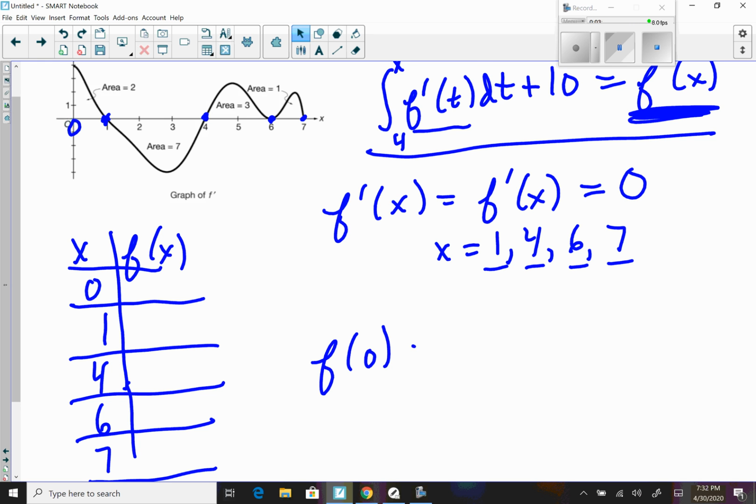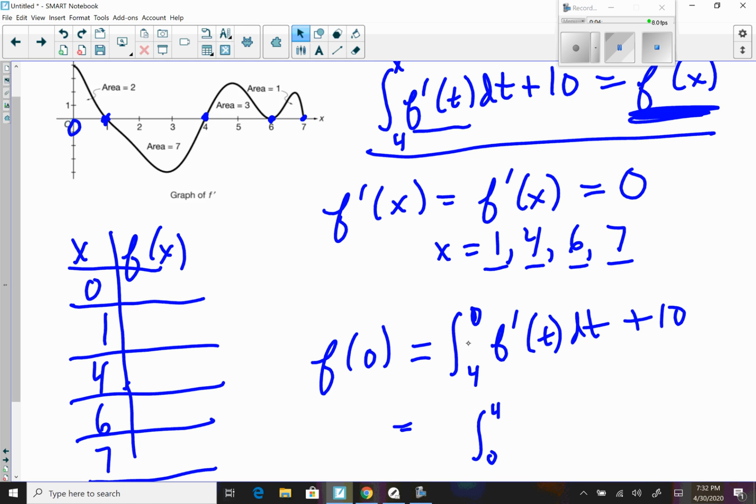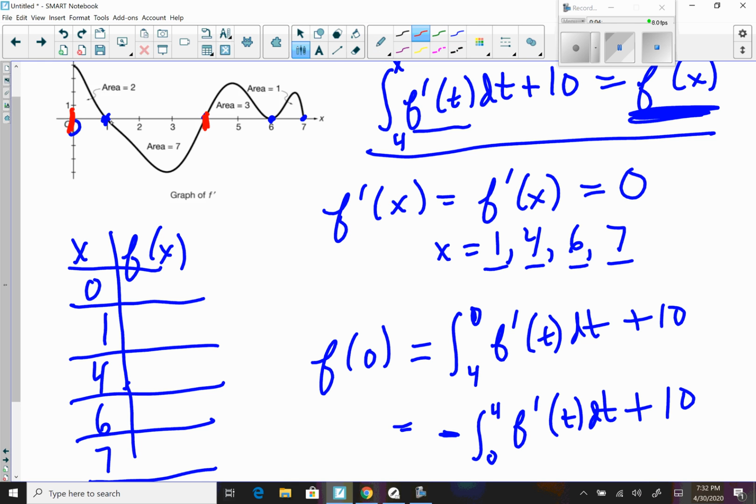So f of 0 means a 0 goes where the x is up there. It's the integral from 4 to 0 of f prime of t dt plus 10. The integral from 4 to 0 is the wrong direction. We need to start at 0 and go to the bigger number. And when we reverse these, that negates the integral to make these equal. So the integral from 0 to 4, that's starting at 0 and going all the way to 4, is 2 minus 7. I say minus 7 for this part because that region is below the x-axis. The integral from 0 to 4 is 2 minus 7, which is negative 5. This becomes negative, and then a negative 5, and then plus 10. The negative gets brought down, and the integral is a negative number. Negative, negative 5 plus 10.